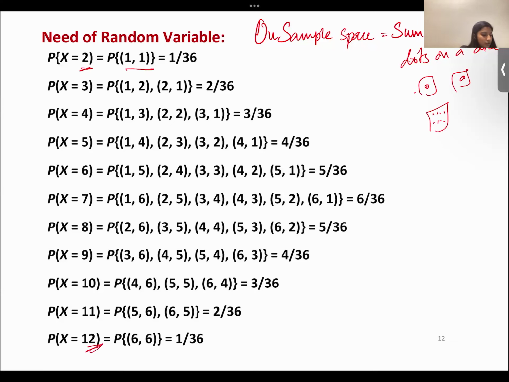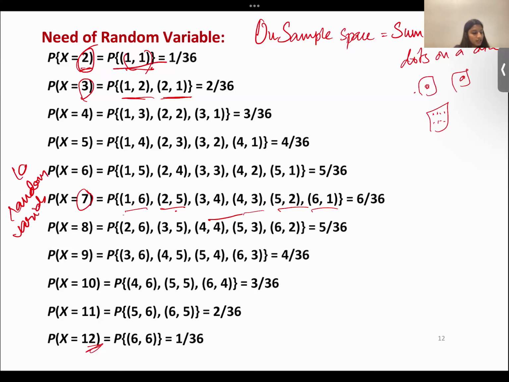So for a sum of 2, when you get 1, 1, the random variable is 2. And when you get a sum of 3, your sample space can be 1, 2 or 2, 1. So here your random variable is 3. And let's say when you get all these: 6, 1, 1, 6, 5, 2, 2, 5, 4, 3, 3, 4, your random variable is 7. So here you assign just 11 random variable values that indicate all these 36 different outcomes.